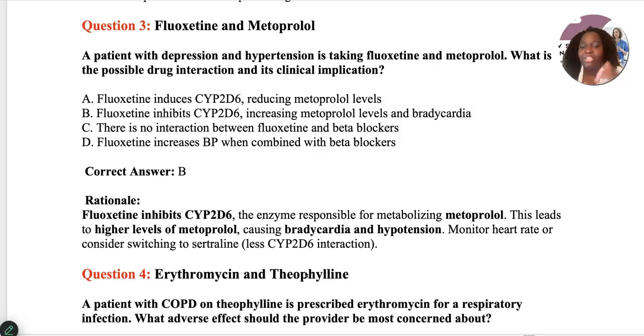A. Fluoxetine will induce CYP2D6, reducing metoprolol levels. B. Fluoxetine inhibits CYP2D6, increasing metoprolol levels and bradycardia. C. There is no interaction between fluoxetine and beta blockers. D. Fluoxetine increases blood pressure when combined with beta blockers. We know the final answer here is B, but why is that?